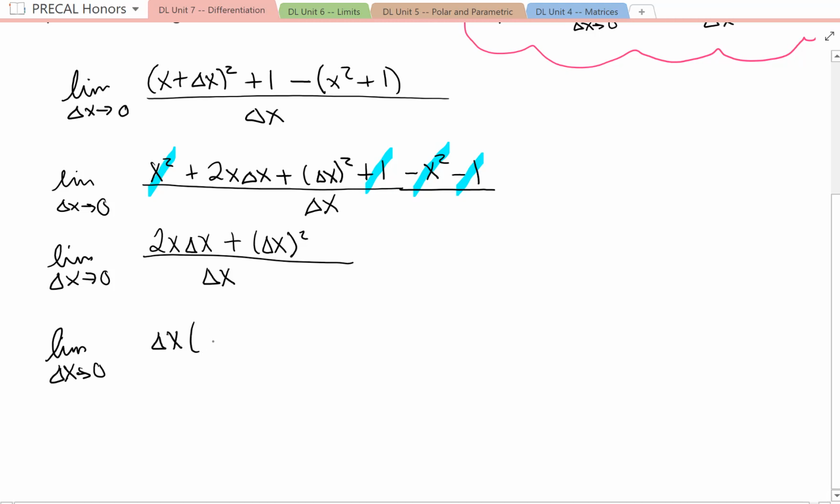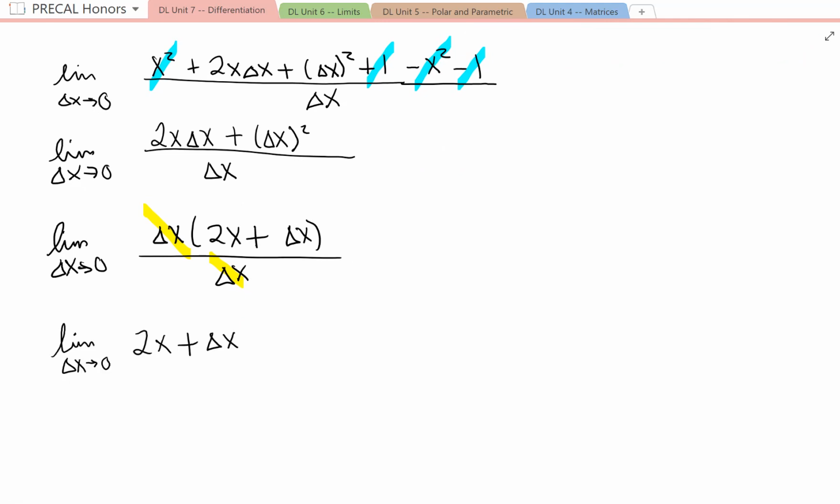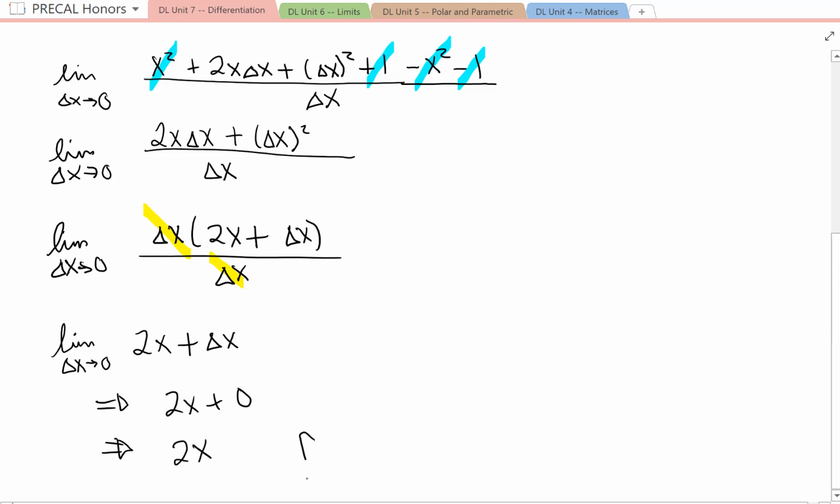Go ahead and factor out delta x. Delta x over delta x is 1, so reduce this expression. At this point, direct substitute 0 for delta x, and we get 2x plus 0, which is 2x. The derivative of f of x, or f prime of x, is equal to 2x.